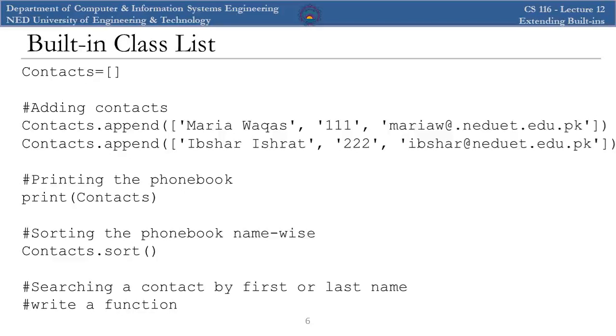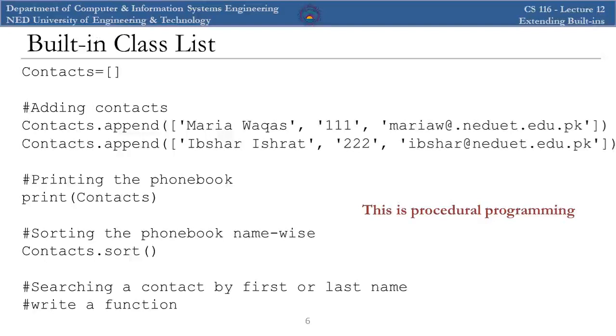Now the problem with this approach is that this is procedural programming. You are defining contacts separately, and this function that we'll be writing for search will be separate from the rest of the code. Sort method and append method are part of list, right? But this search function will not be part of list. You will have to define it separately in your file, right? So that is also fine. There is nothing syntactically or logically wrong with that.